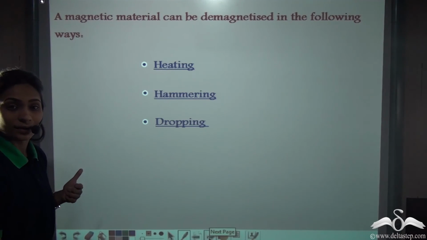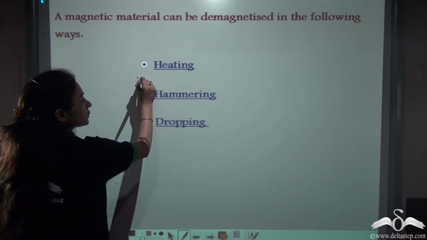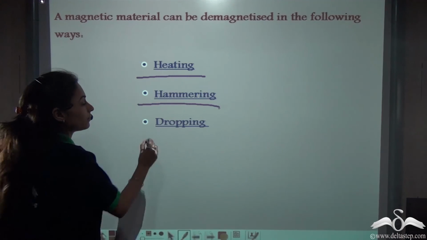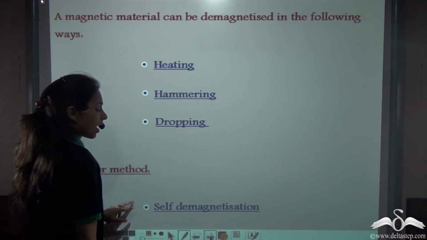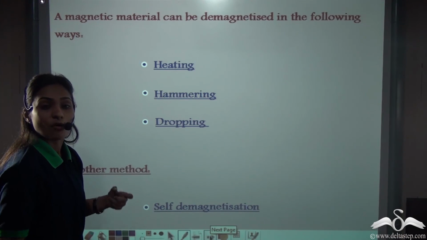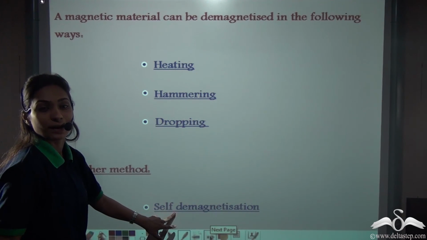Just like we can install magnetic properties in a magnet, we can also destroy them by heating them to a very high temperature, hammering them or dropping them several times. And another method is self-demagnetization, where the poles of the magnet weaken themselves on their own and get self-demagnetized.